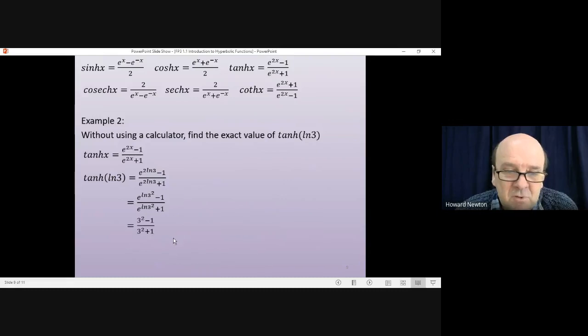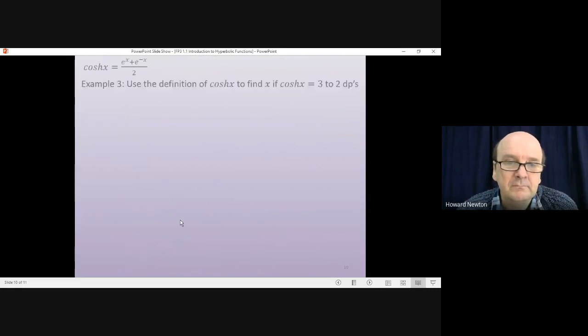And that gives us 3 squared minus 1 on the top and 3 squared plus 1 on the bottom, which simplifies to that, which simplifies to 4/5.